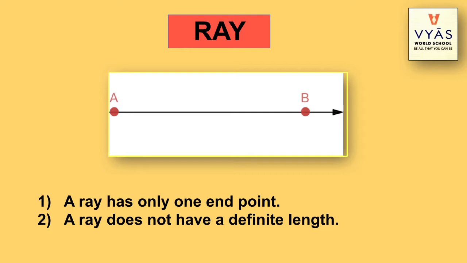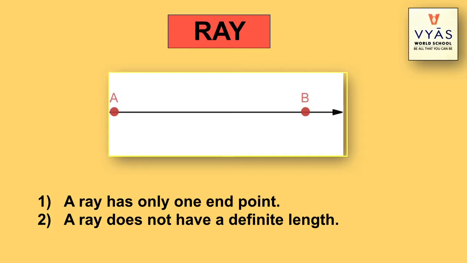Why? Because it has one end point, and from the other point it can be extended easily. We denote a ray also using capital letters.